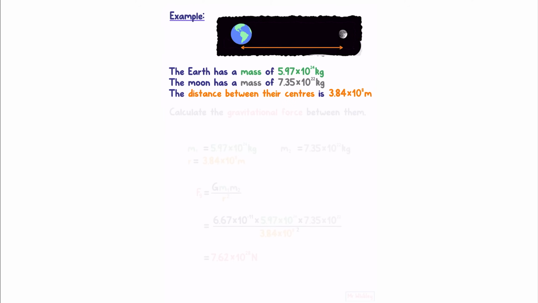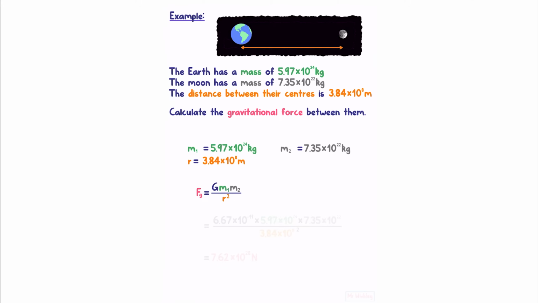Let's use this in an example. Once again, we have the Earth and the Moon. We know the mass of the Earth, we know the mass of the Moon, and we know the distance between their centers. Calculate the gravitational force between them. Knowing the masses and the separation, and knowing our gravitational equation, we just need to put in our numbers, which gives us 7.62 times 10 to the 28 newtons.